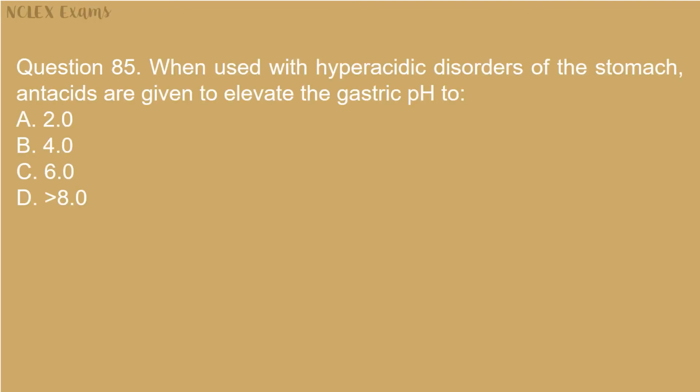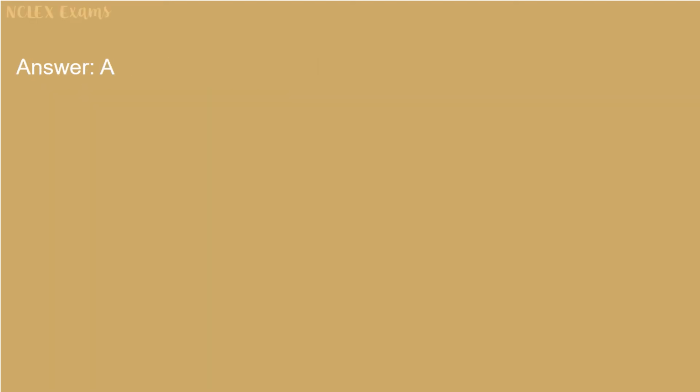Question 85. When used with hyperacidic disorders of the stomach, antacids are given to elevate the gastric pH to A. 2.0, B. 4.0, C. 6.0, D. Greater than 8.0. Answer A.